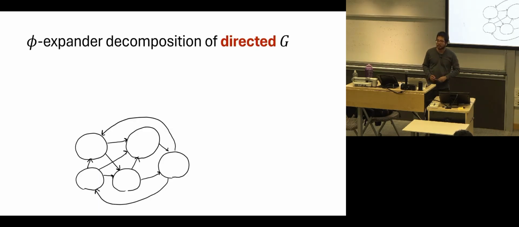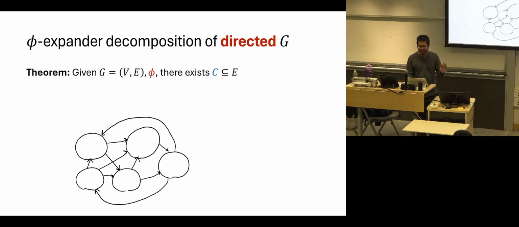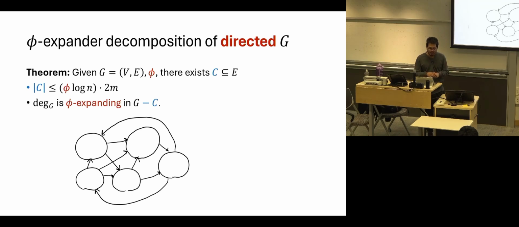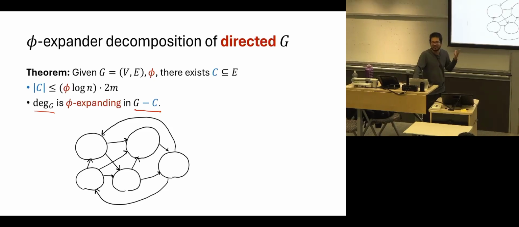Okay, let's do it in the directed graph. It turns out that the theorem statement is going to be the same, but we need a picture to really understand what it looks like. You have a graph G and phi, and you find a cut C. C should be small. And in G minus C, the degree node weighting becomes expanding. It's exactly the same statement, but what does it really look like? As humans, we need intuition, not just a statement.